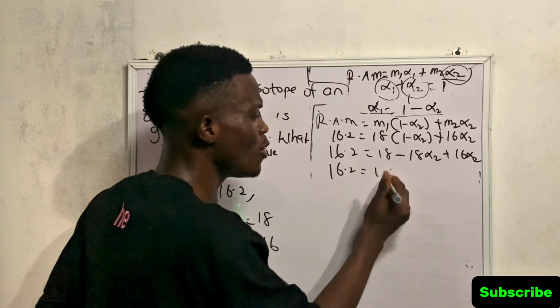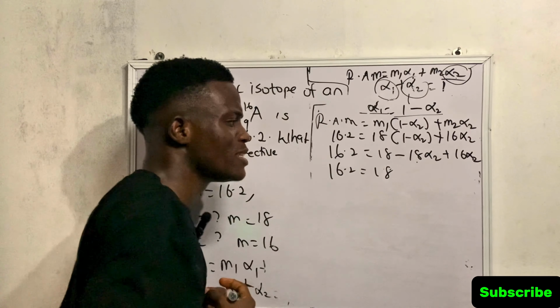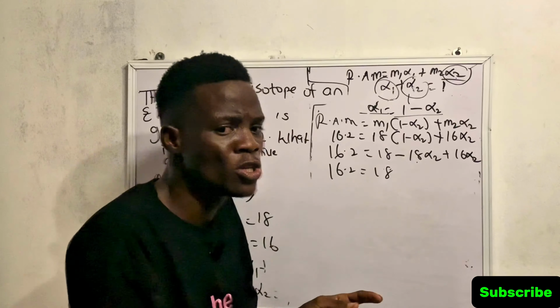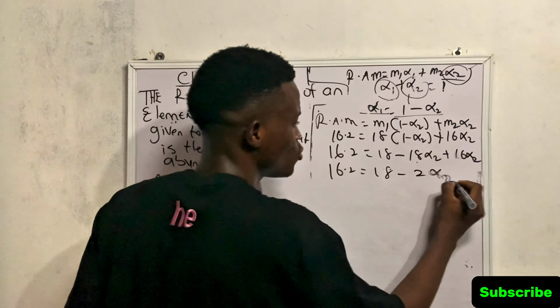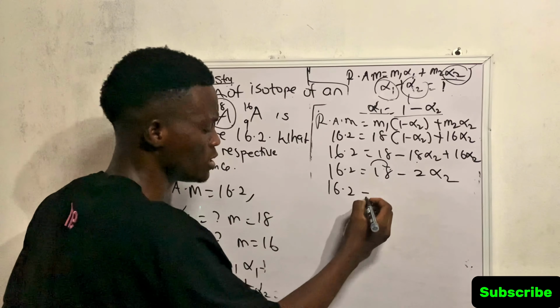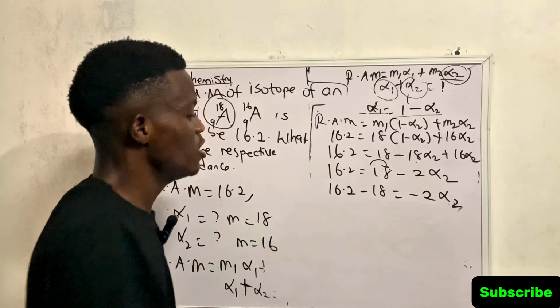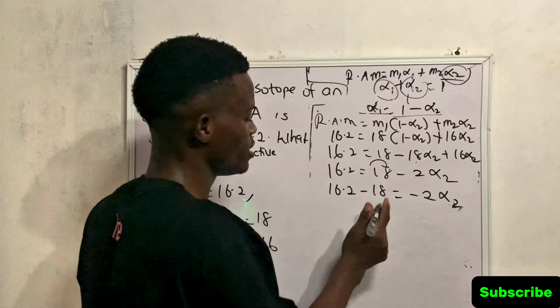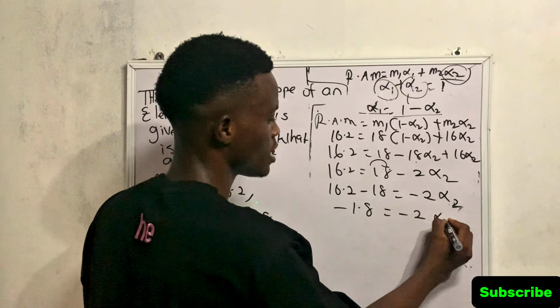You are owing someone 18 naira and you have 16 naira with you. If you give the person the 16 naira, you are still owing the person 2 naira. So it's going to be minus 2 alpha 2. Now, if we transfer this one to this side, it's going to be 16.2 minus 18 is equal to minus 2 alpha 2. So 16.2 minus 18 is minus 1.8, equal to minus 2 alpha 2.